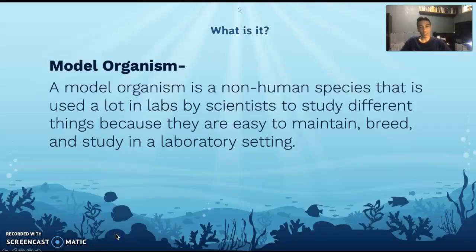So what is a model organism? A model organism is any non-human species that is used a lot in laboratories by scientists because they are easy to maintain, breed, and to study in laboratory settings.